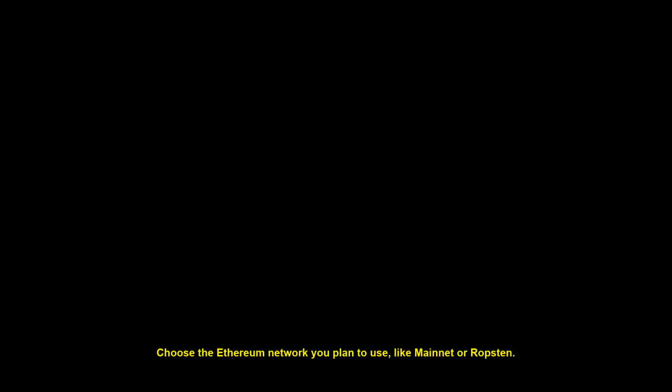Choose the Ethereum network you plan to use, like mainnet or Ropsten. Click on the Create Project button to finalize. Now, your Infura project will be created, and you'll see your project details. Note the project ID and the project secret, which you'll need for your application.